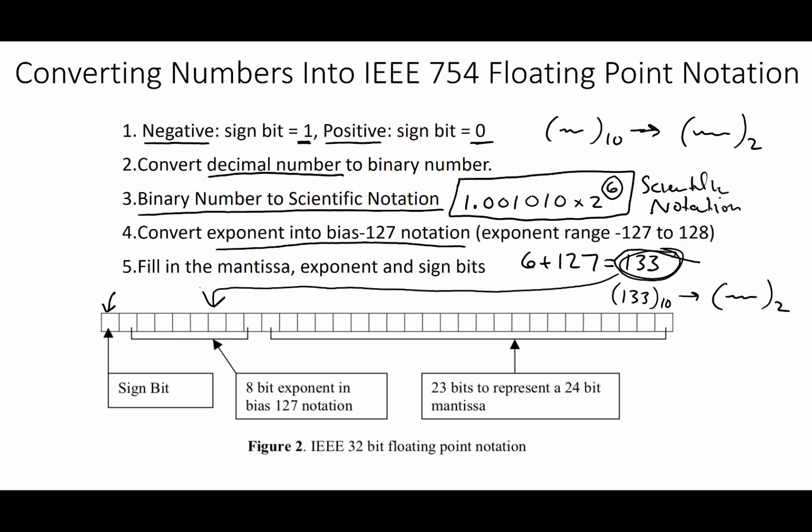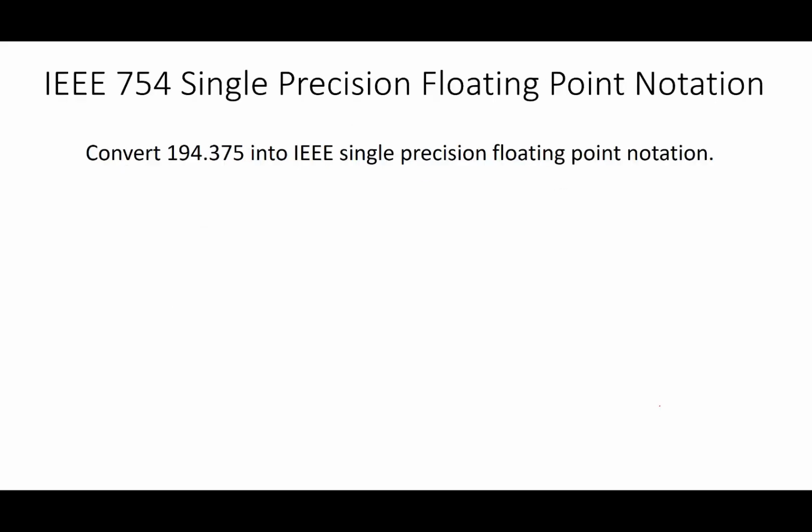And then last, you're going to fill in the sign bit, so that's going to be a 0 or a 1 right here. You're going to fill in the exponent, whatever you got here. And you're going to fill in the mantissa, so remember that's going to be this part of the mantissa, because we're going to assume this is always 1. So that's the method for converting a number into the IEEE 754 floating point notation.